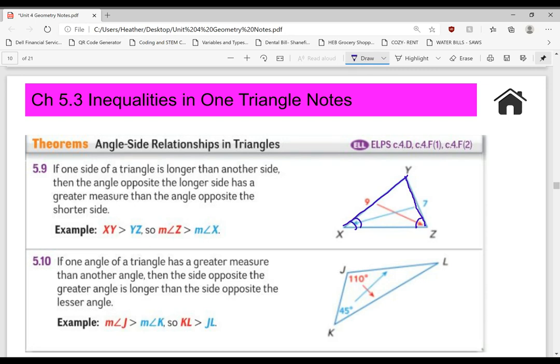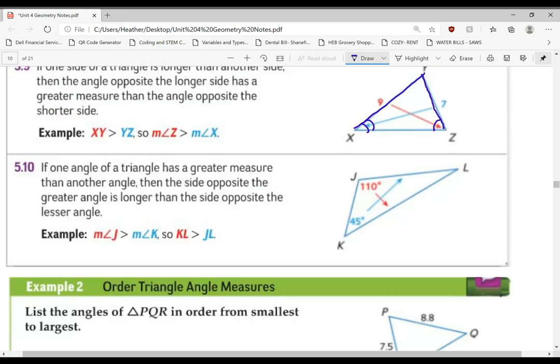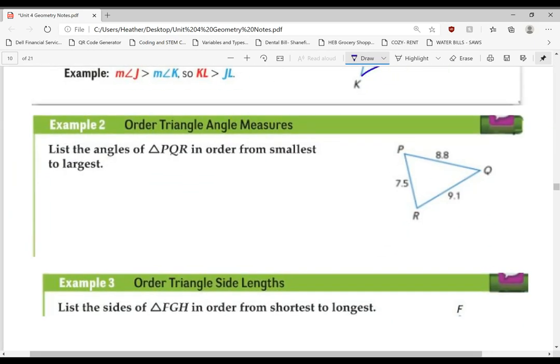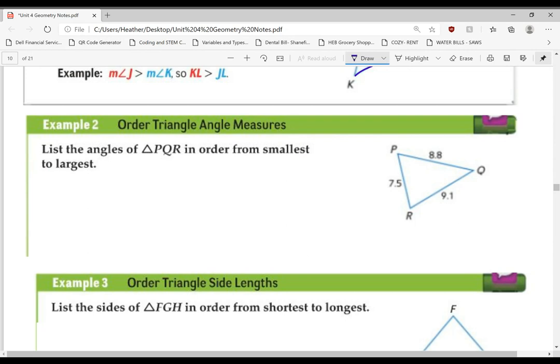Okay. The next theorem says if one angle of a triangle has a greater measure than another angle, then the side opposite the greater angle is longer than the side opposite the lesser angle. So the measure of angle J, which is 110, is greater than the measure of angle K, which is 45. So that means line segment KL is greater than line segment JL, opposite those angles. So let's use these theorems to work on example 2 and example 3.